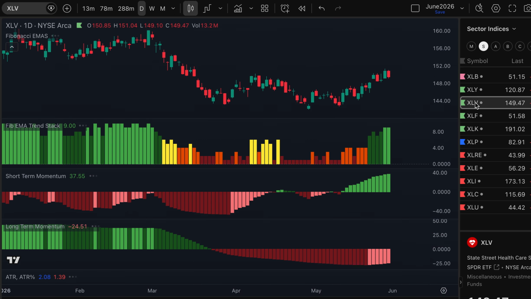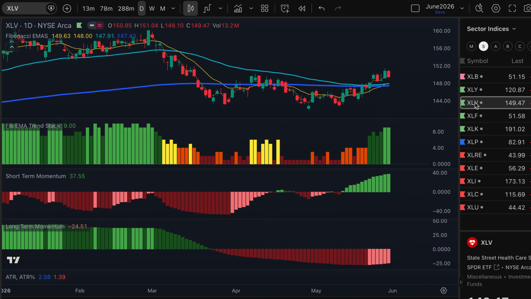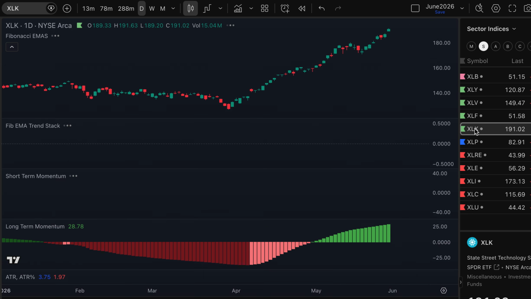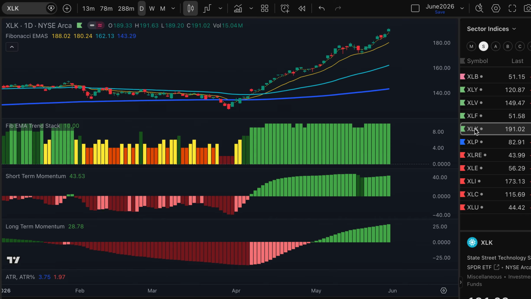Healthcare sector, XLV, looking good. The financial sector, XLF, you can see it's been running pretty flat here. We do have long-term momentum starting to increase, short-term momentum trying to build, and the trend stack is 6 out of 10. So we need to see some type of breakout above for this to look better. XLK, this is our leading sector. Looks perfect.